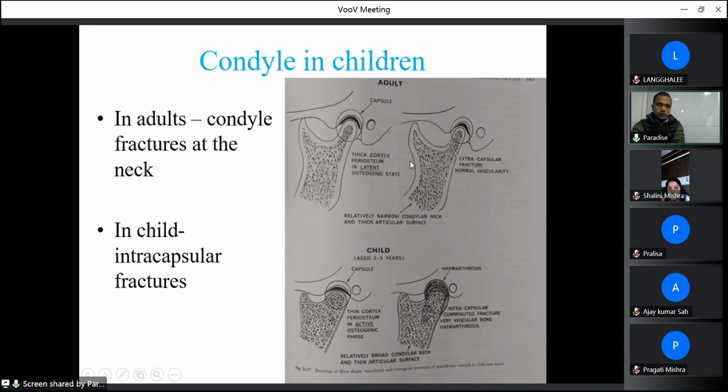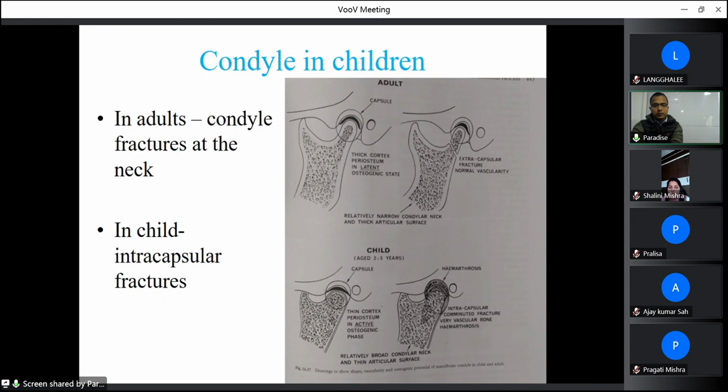That's why, as you know, the chances of TMJ ankylosis are more common in pediatric patients. That's why in case of a pediatric patient, whenever there is a condylar fracture, surgery is not indicated. Always we have to do non-surgical treatment, because if you open the condyle, there will be bleeding, it will form new bone, and it will lead to TMJ ankylosis. So surgery is always contraindicated in pediatric patients if there is a condyle fracture.